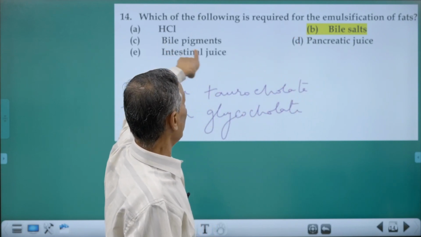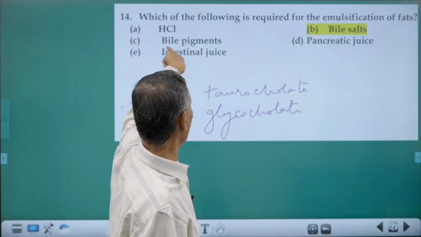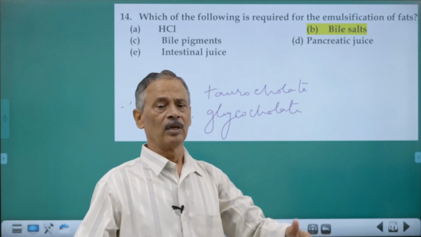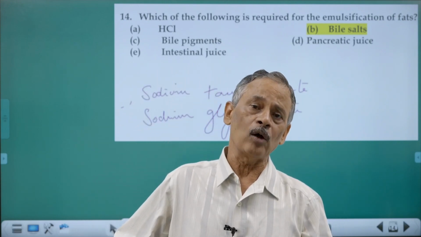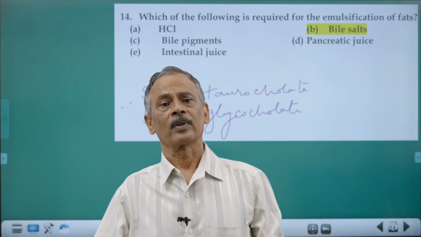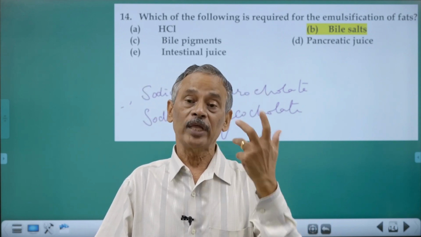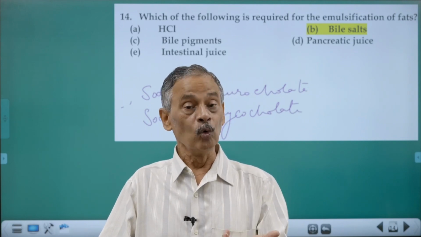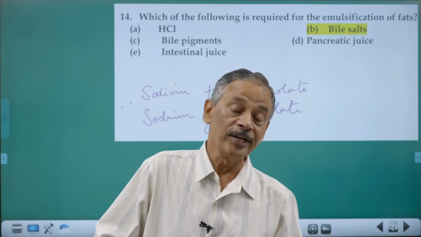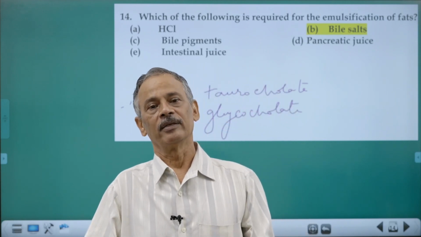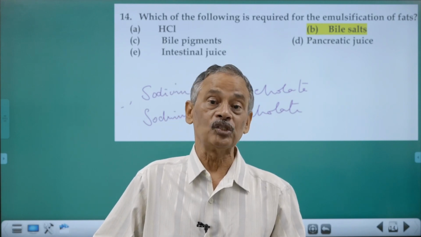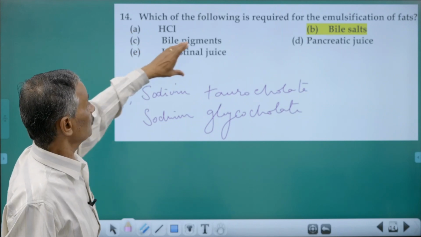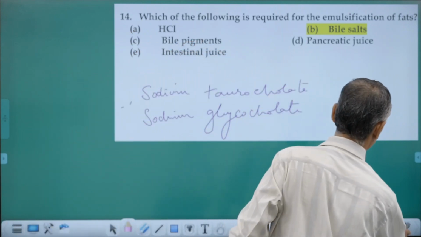Don't confuse with bile pigments. Many children are having confusion between bile salts and bile pigments. Bile pigments are the excretory waste products formed from the broken down RBC hemoglobin. So that hemoglobin is converted into colored waste products, bilirubin and biliverdin. Verdin is green in color, biliverdin. Bilirubin, yellowish brown in color. Okay, so it is not HCl, not bile pigment, but bile salts.